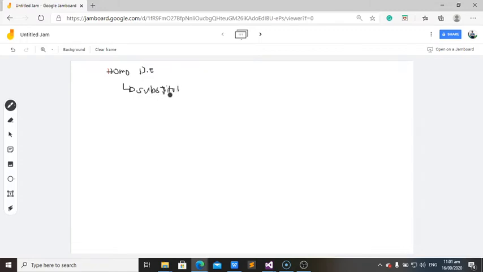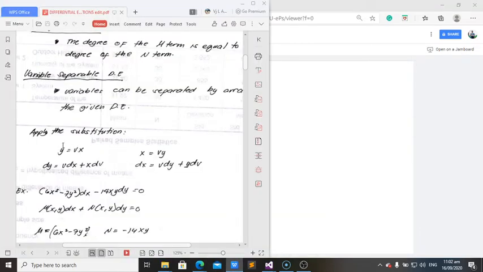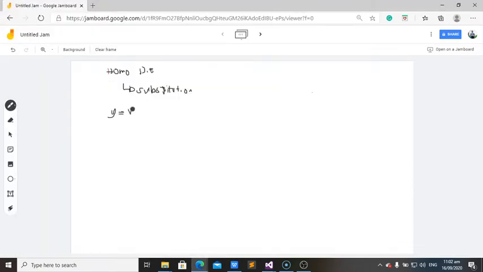Substitution. Okay, focus in substitution. What will you substitute is like this. If you want a homogeneous equation with y as the focus of the substitute, therefore you will use this one. If you use y, it becomes vx, or you use x equals vy.